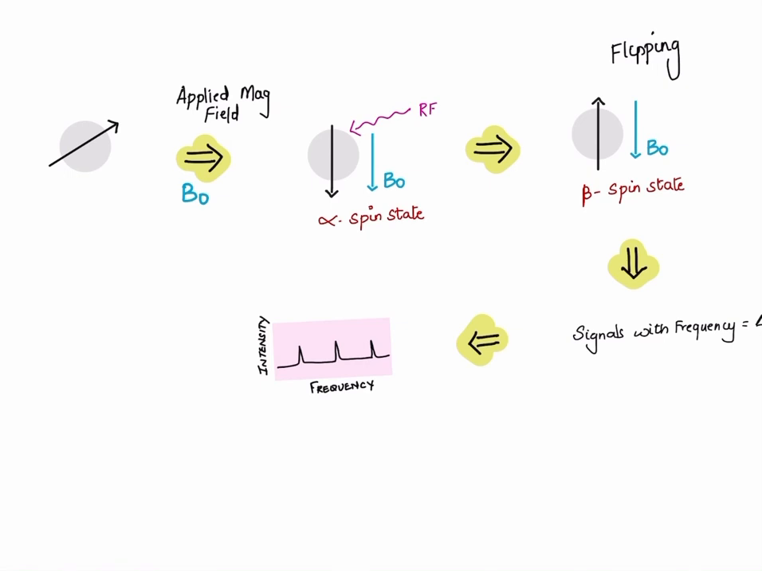And when the nuclei absorb radio frequency radiation and flip their spins, they're going to generate signals with frequency that is equivalent to the delta E, which is the energy difference between the alpha spin state and the beta spin state. The NMR spectrometer then detects these signals and plots their frequency versus intensity map, and we call that plot the NMR spectrum. Since the nuclei are said to be in resonance with the RF radiation, we use the term nuclear magnetic resonance spectroscopy.